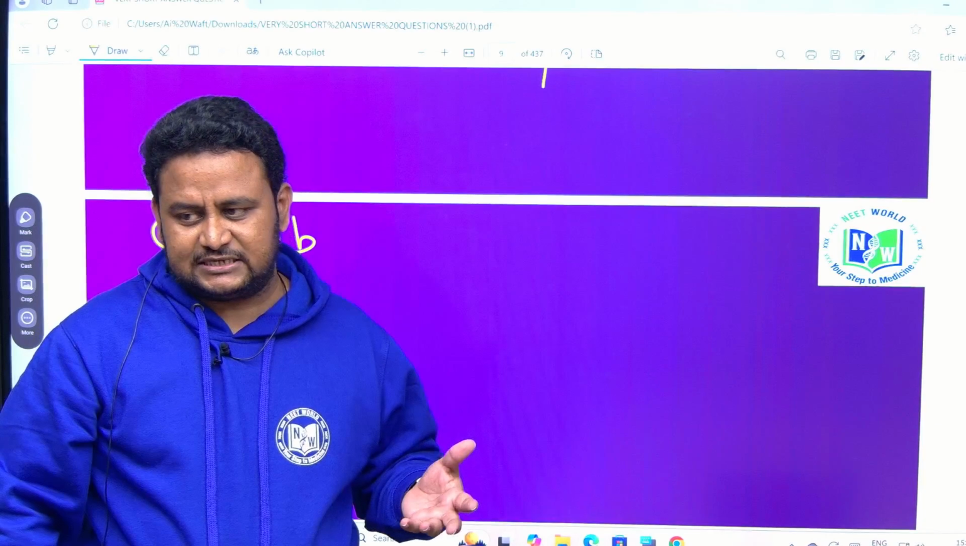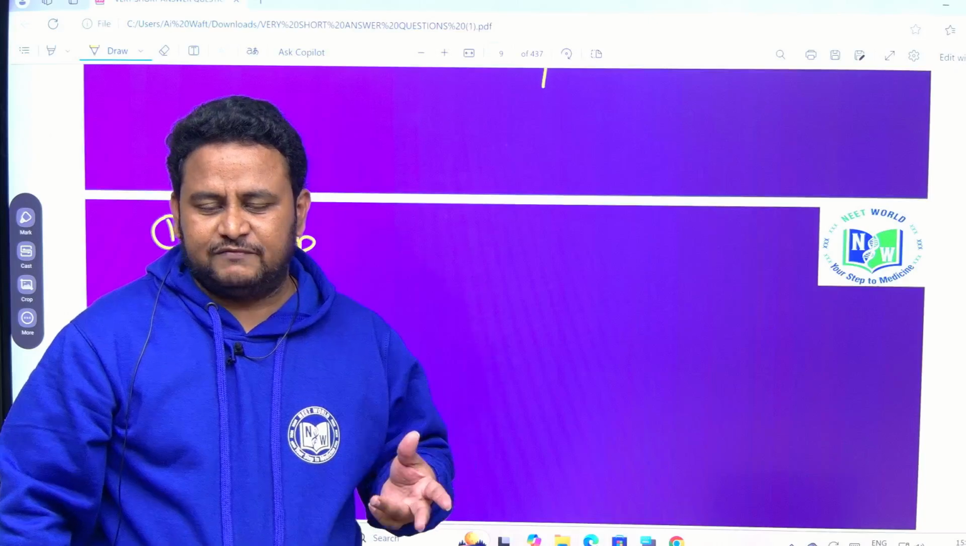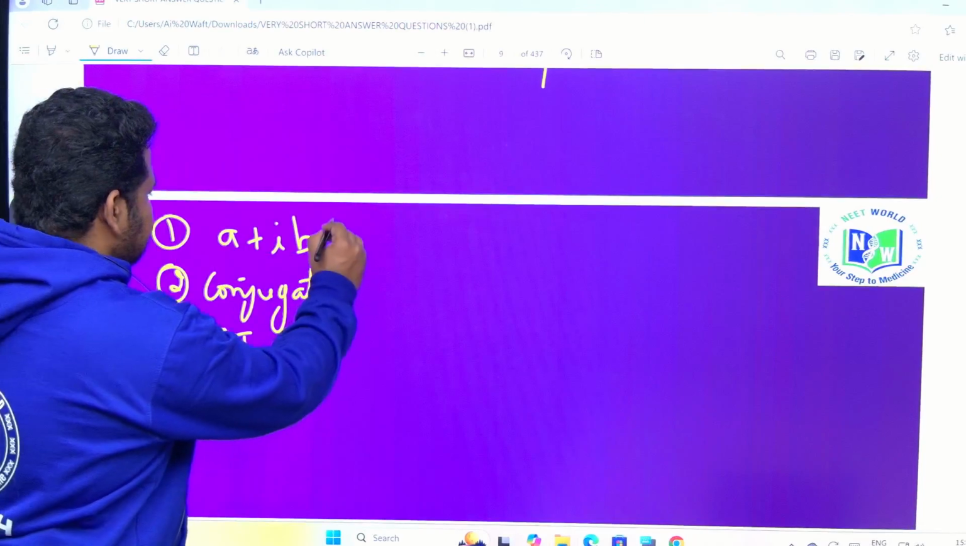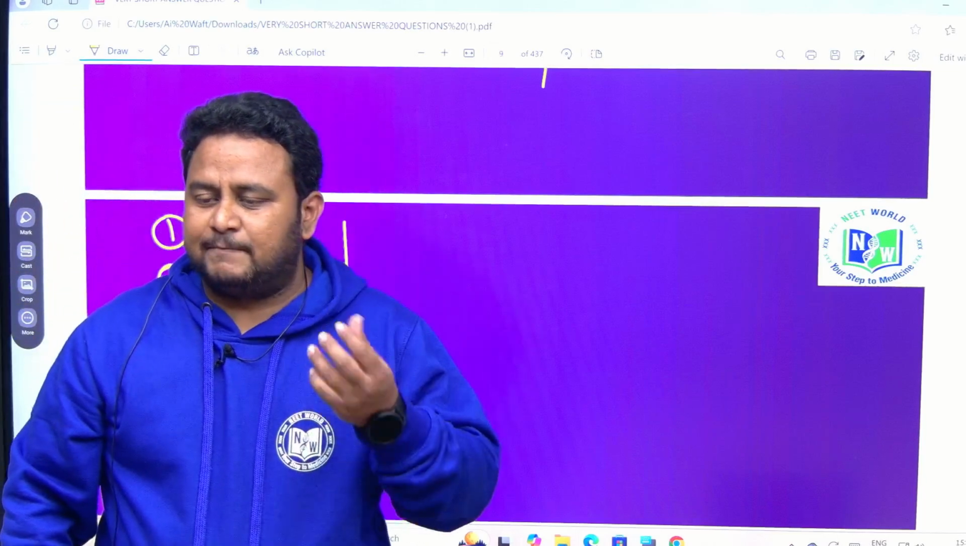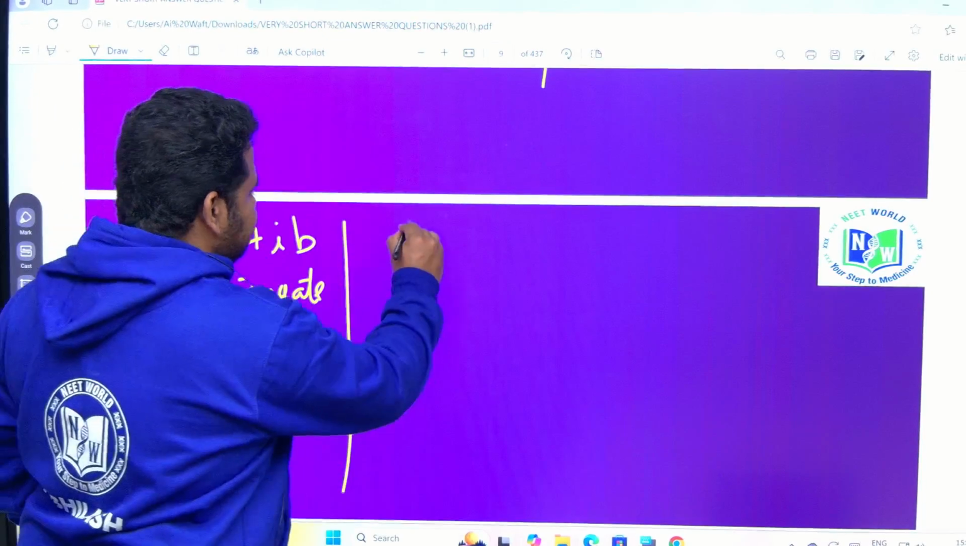That is usually asked as a short answer question for 4 marks. Sometimes they also ask some simple questions where you have to prove LHS is equal to 0. That is also asked. Now, we will learn what is the conjugate of a complex number and what is the multiplicative inverse of a complex number. So first, what is the multiplicative inverse?